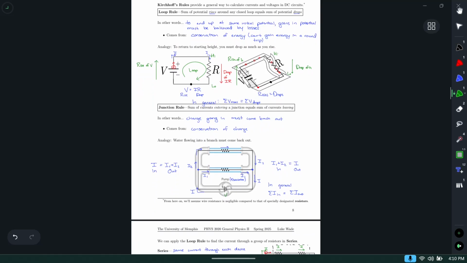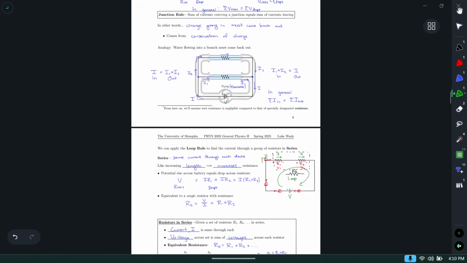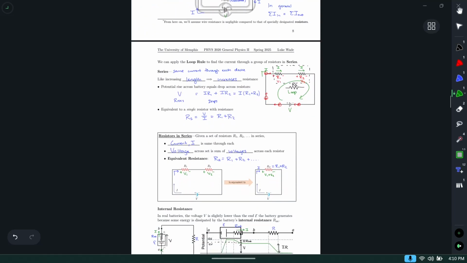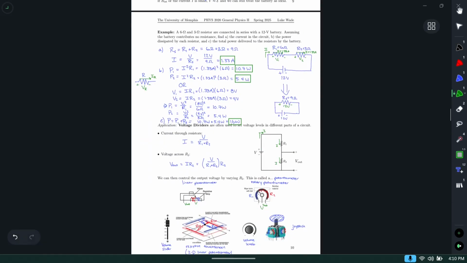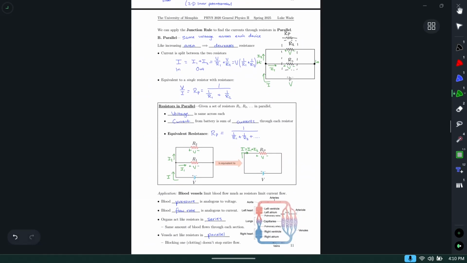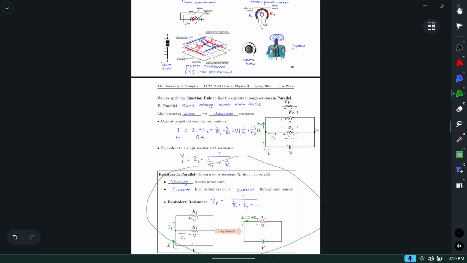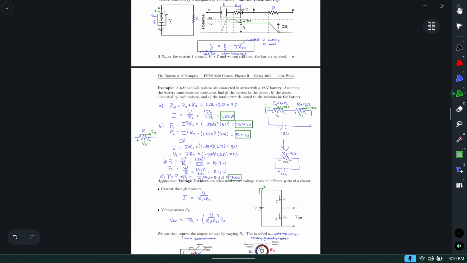Kirchhoff's rules, I'll come back to when we actually get to the calculation because that's where they become important. Here we just used them to get these features of resistors in series. The stuff in the box is the important part, and same for resistors in parallel. So those properties of resistors in series and parallel are the important bits. The rest was just deriving that stuff.